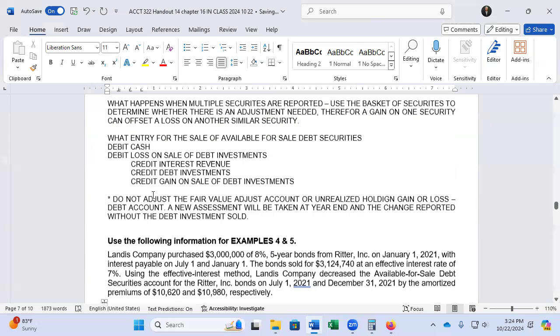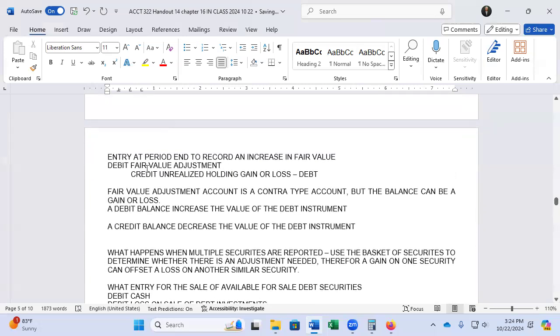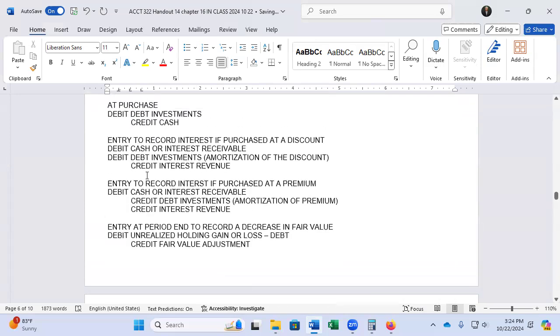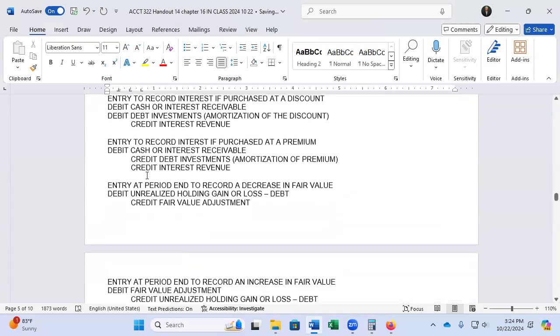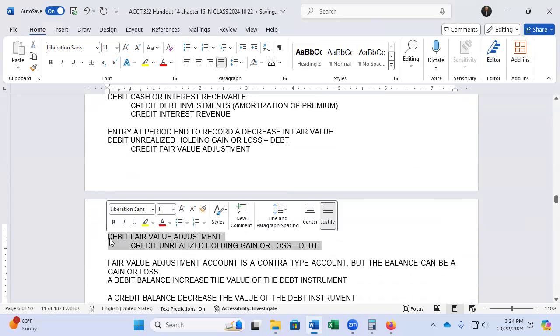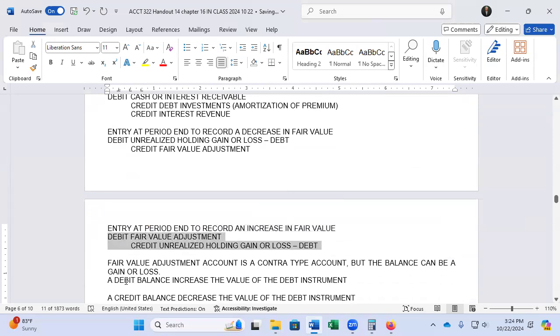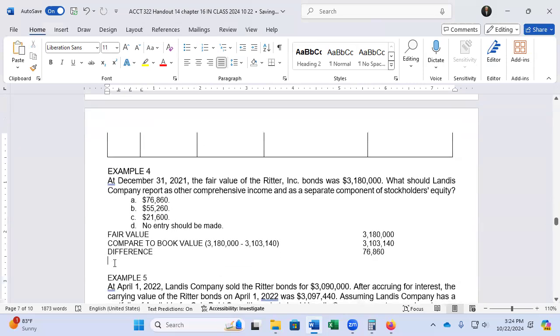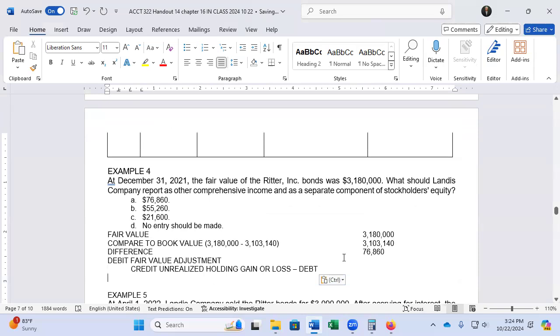And so if we go back to look at what kind of entry gets recorded, we have this one as an increase in fair value. So we debit the fair value adjustment and we credit unrealized holding gain or loss. And this would be for the 76,860.